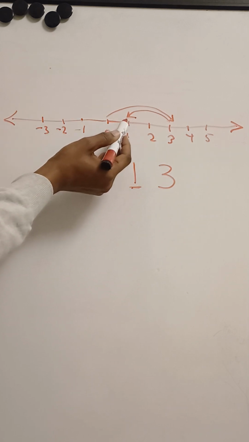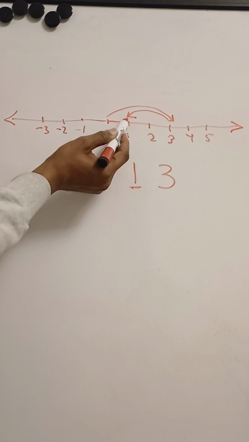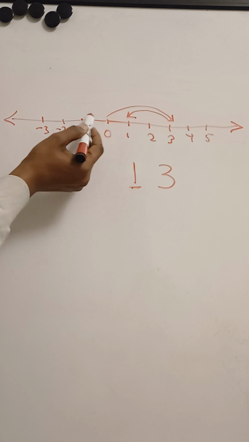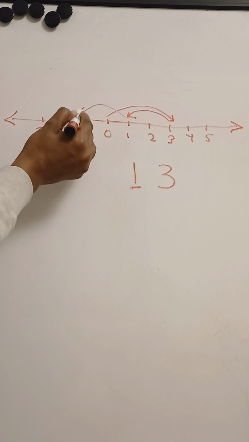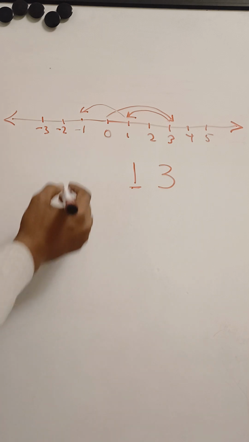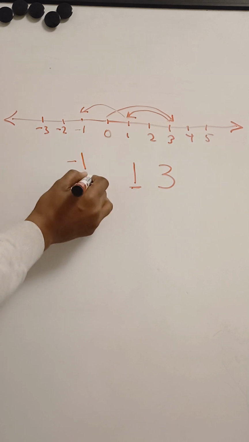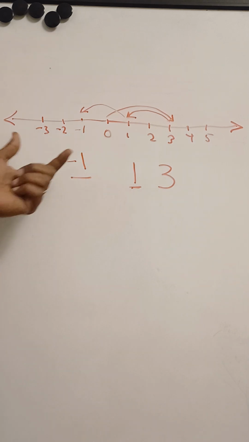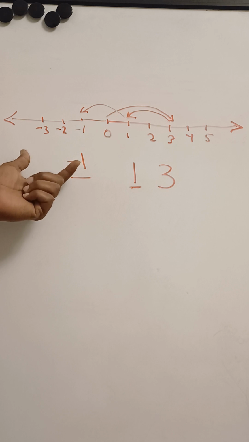So when I take away 2 from the 1, I move 2 steps to the left. So I move 1 step, 2 steps, and now the bank wants £1 from me, £1 from my account. At this moment, my bank account has -£1. This is what we mean by negative numbers.